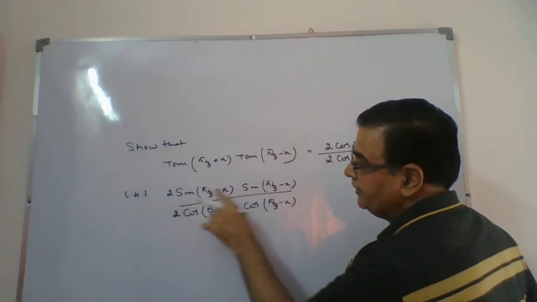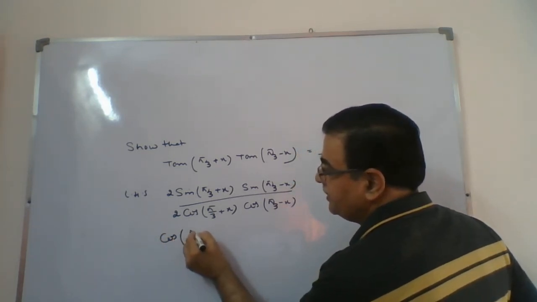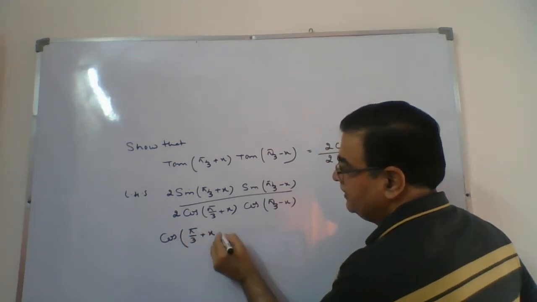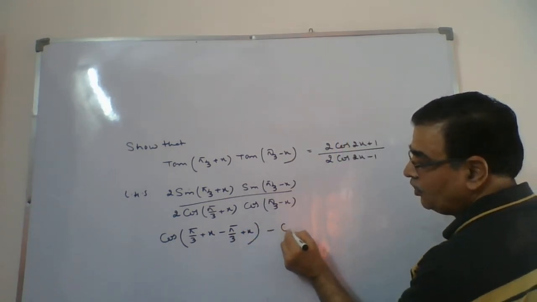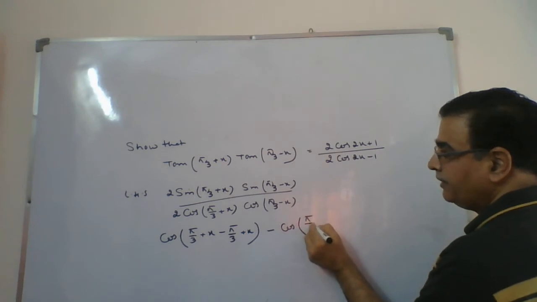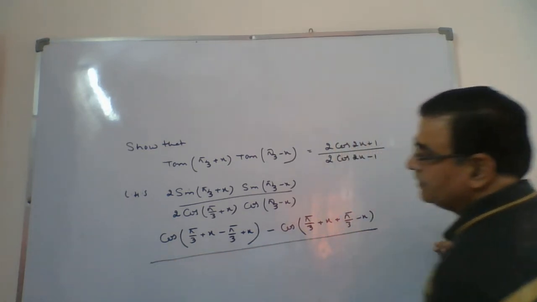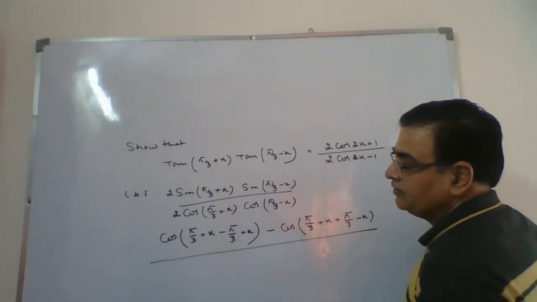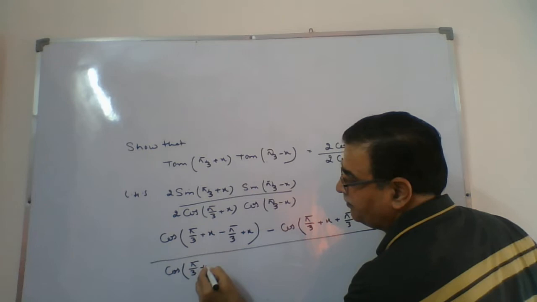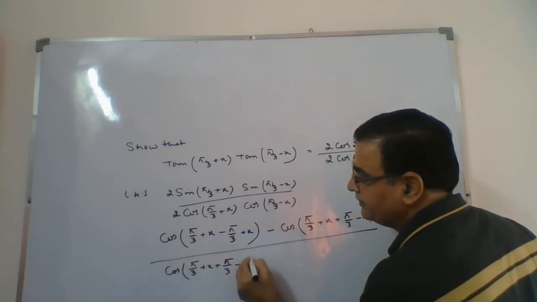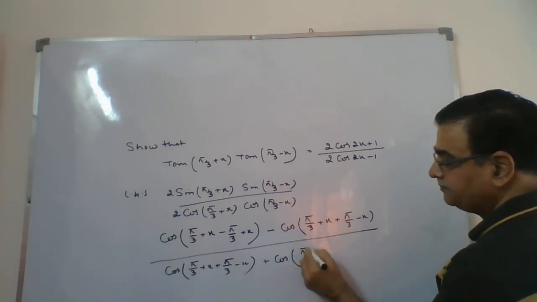Numerator: the formula says 2 sin A sin B. When you do this, it will give cos(A − B), so (π/3 + x) minus (π/3 − x), minus cos(A + B), so (π/3 + x) plus (π/3 − x). Then the denominator is 2 cos A cos B. The formula says cos(A + B), that is (π/3 + x) plus (π/3 − x), and then plus cos(A − B).